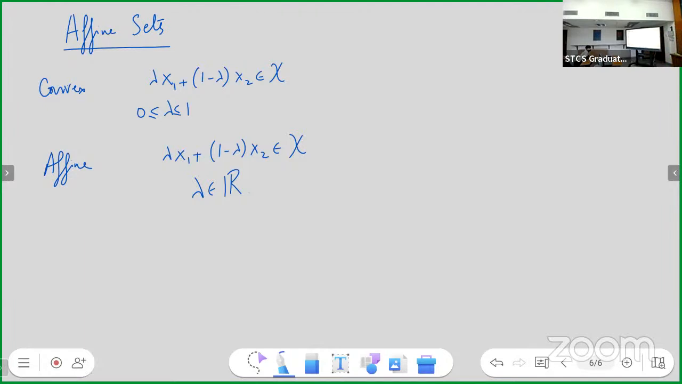Take any two points from the affine set and take a linear combination such that the coefficients sum to one. It works for all R, so it had better work for the subset from 0 to 1. That's all. Affine has a higher restriction: lambda can be all of R. So essentially it has to be a line. It can't be a line segment. As simple as that.